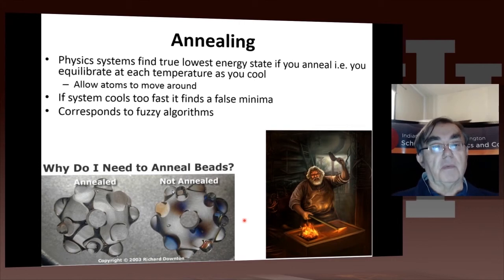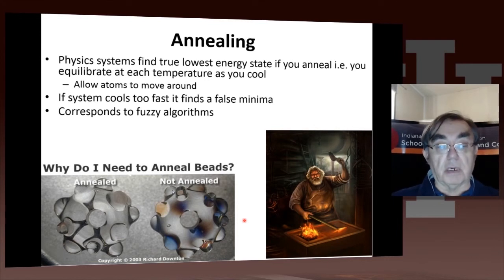And typically, when you take physical systems and cool them too fast, you get a less satisfactory material with less good properties. It's not as resistant to breaking and all sorts of things. There is an example on the left of some beads. One of them has some clear defects, which is not annealed, and the one that was annealed, we cool slowly. It has no artificial coloring.